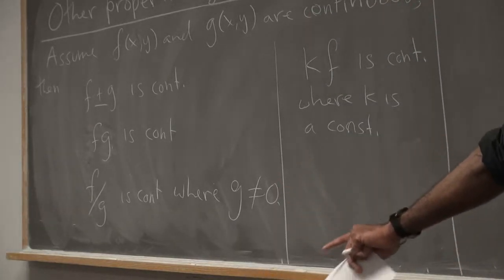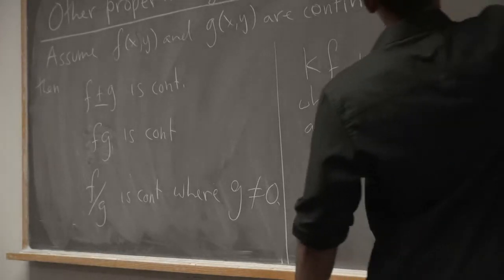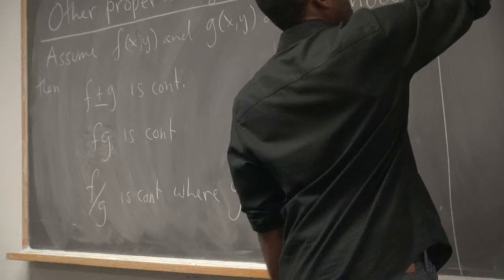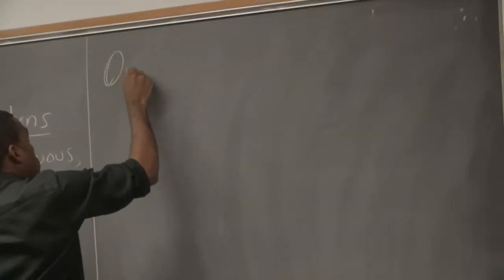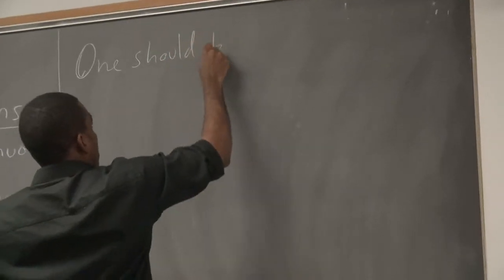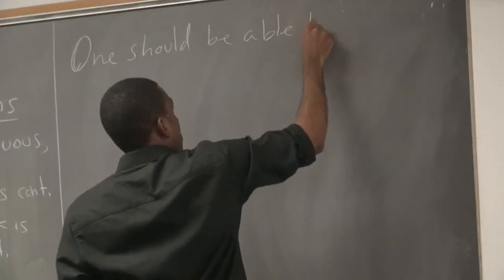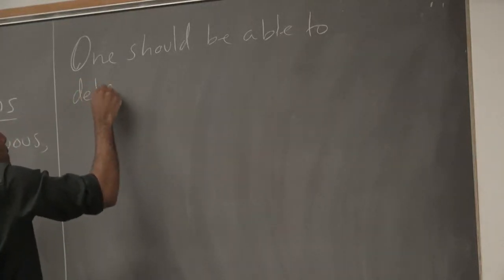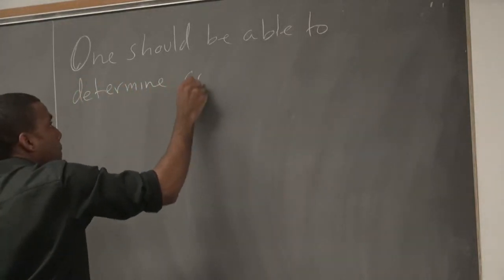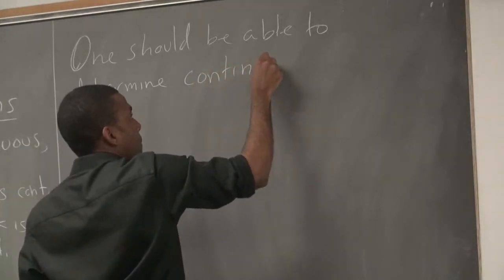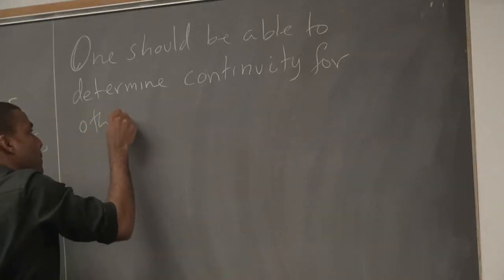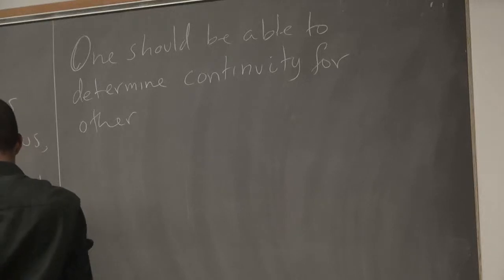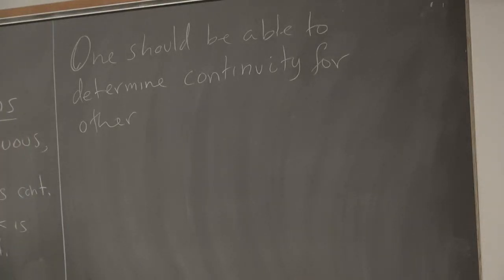So we talked about polynomials and rational functions, but you should be able to figure them out for functions that are not of this type. Oh, composition is also continuous. f of g.